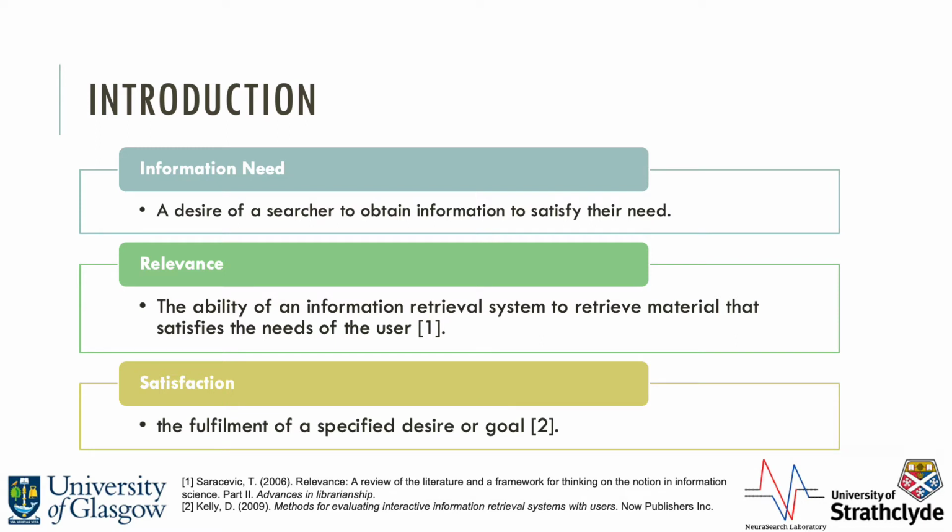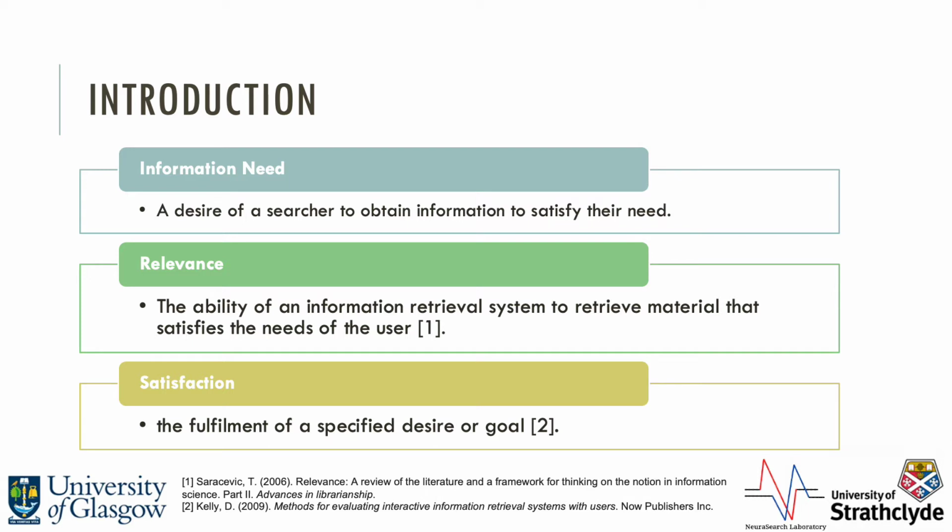There are three main elements involved in the models of information search. The first element is the information need, which is a desire of a searcher to obtain information to satisfy their need. It is considered as a trigger and a driver of information-seeking behavior, which motivates searchers to engage an information retrieval system.